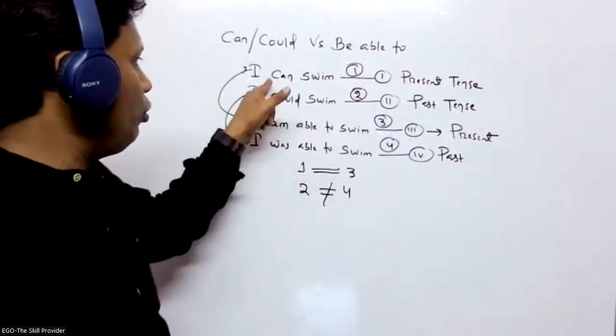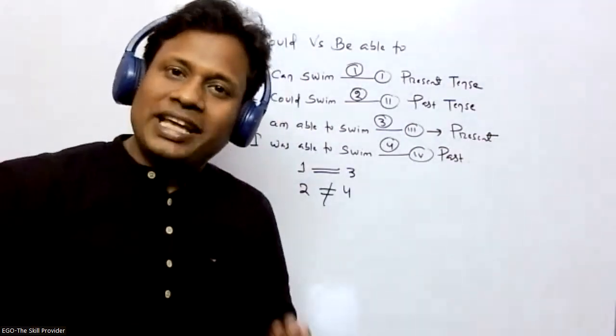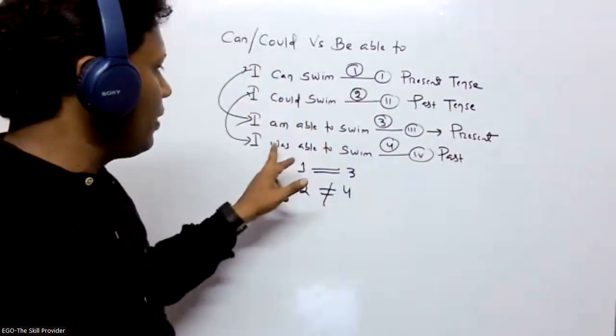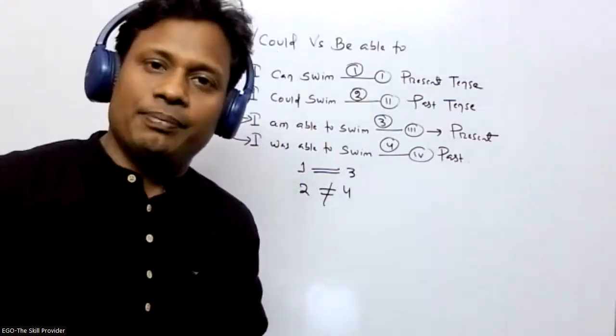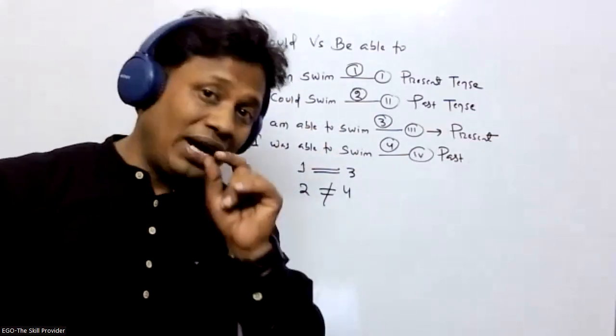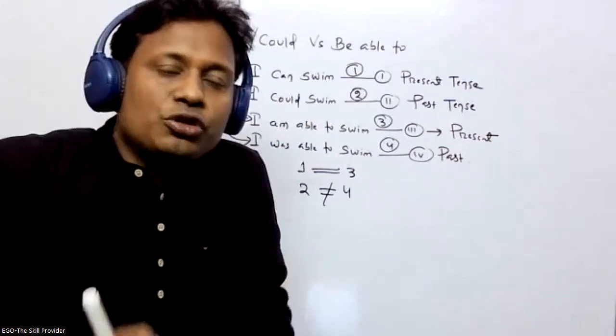1 is equal to 3. You can say, I can swim, I was able to swim. So both express ability. But whenever you say, I could swim, I was able to swim, they express past ability, but not every time. So there is a difference. And what is the difference? Sometimes you say, I managed to do that.